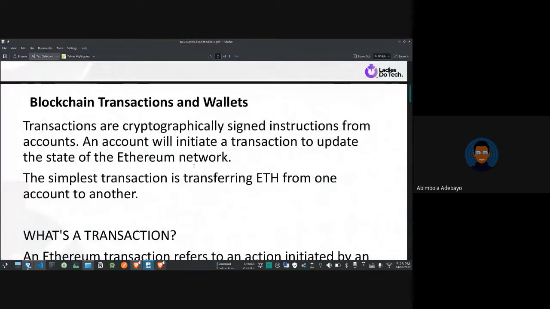If you remember, in our last class I said transactions will always be initiated by an externally owned account. The originator of any transaction can never be a contract account. That is the person that starts the transaction.